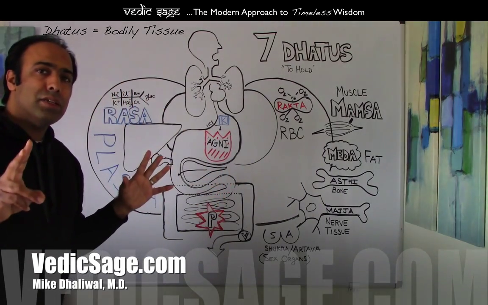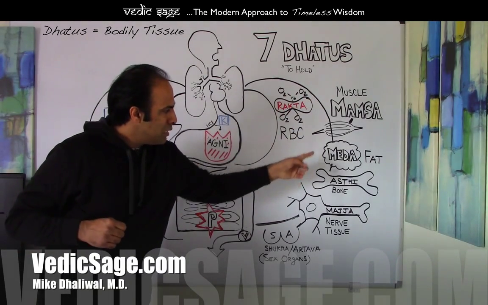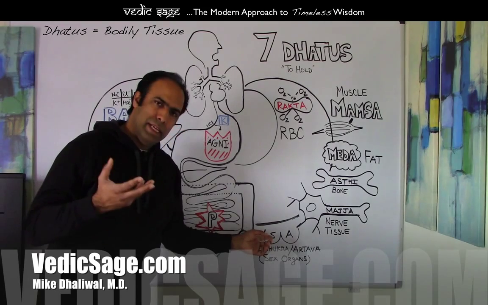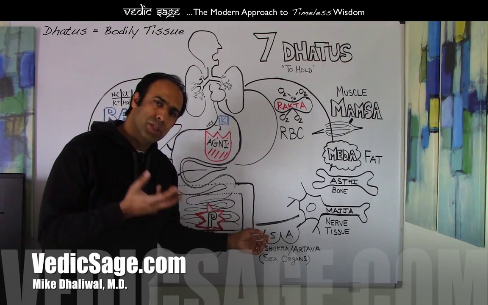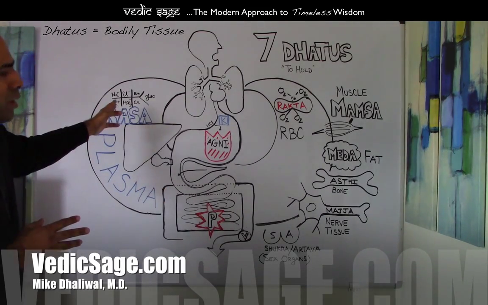So there's 7 main Dhatus from an Ayurvedic perspective: Rasa, Rakta, Mamsa, Mida, Ashti, Majja, and the genital organs or sex organs, Shukra and Artava. So we'll take a look at each individual Dhatu, starting off with Rasa.